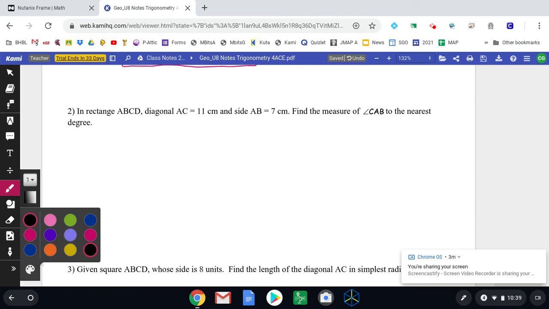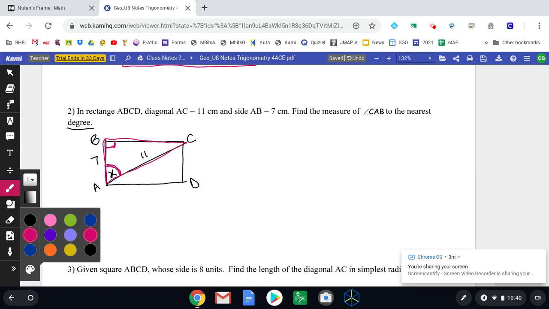All right, number 2. In rectangle ABCD, I'm going to draw my own rectangle and label my vertices, remembering to go around. It says diagonal AC is 11, side AB is 7. Find the measure of angle CAB to the nearest degree. So I'm looking at this right triangle right here, because I know that a rectangle has a right angle.